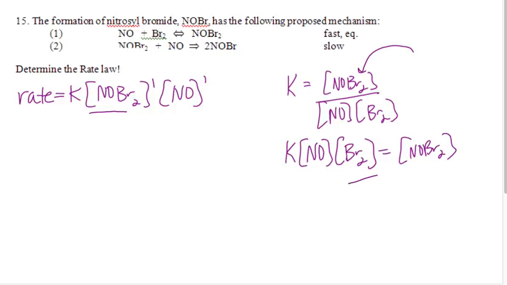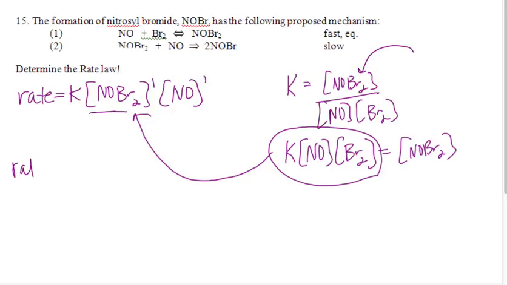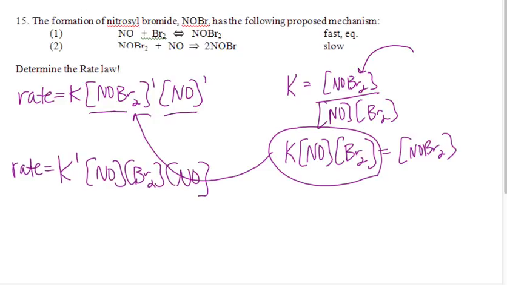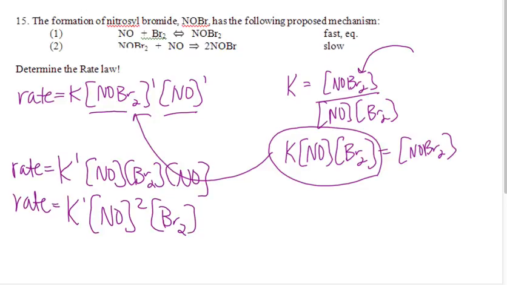So now I can take all of these, plug them in to there. So rate is equal to, I'm going to combine my K's and make K prime times NO times Br2 times the original NO that was there. So let's clean that up. What is rate equal to? Beautiful. K prime times NO squared times Br2. So if you're asked the order with respect to things, it's after you do the equilibrium substitution. This is the correct order.